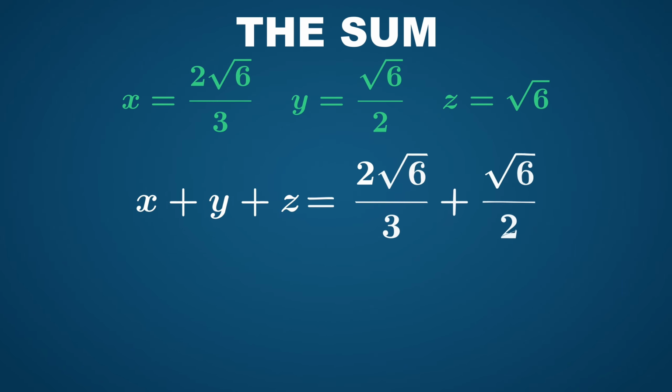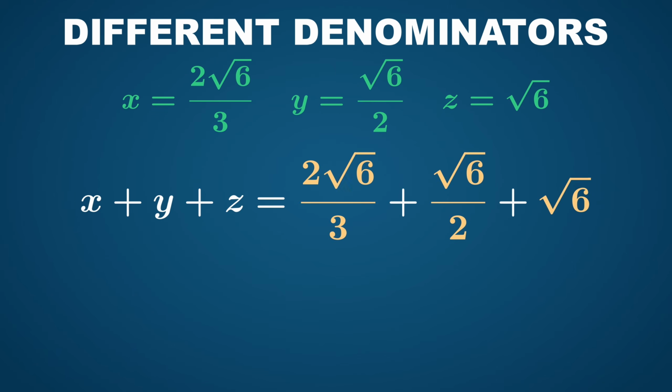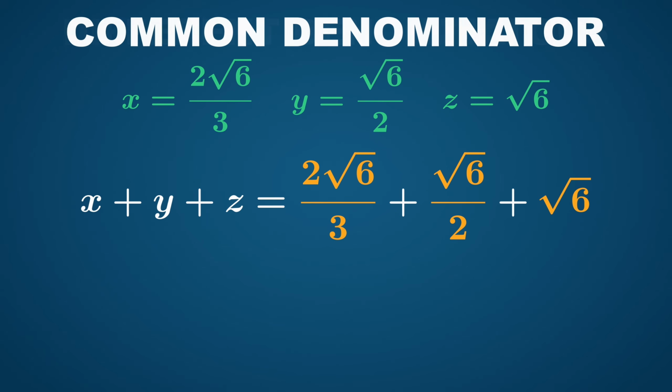We need to add 2 root 6 over 3 to root 6 divided by 2. Then we must add the final value of root 6 to that intermediate result. We are adding together multiple fractions that have different denominators. We must find a common denominator for all 3 terms in our sum.